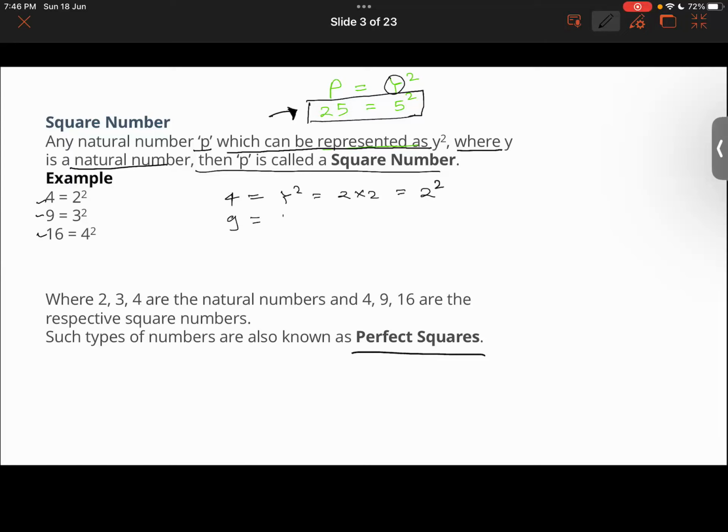So 9 can be represented in the form of y square. It can be written as 3 multiplied by 3, that gives you 3 square. Similarly, you have 16. It can be represented as y square. So you get 4 multiplied by 4, that is 4 square. So 4, 9, 16, these are your square numbers here. Similarly, we can have other numbers such as 25, 36, 49, and so on.